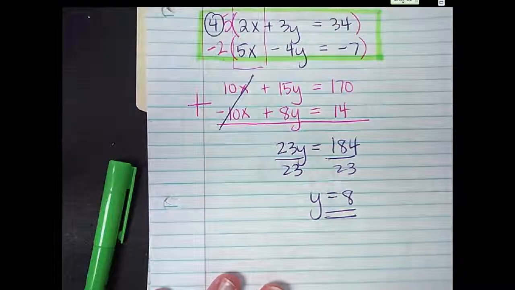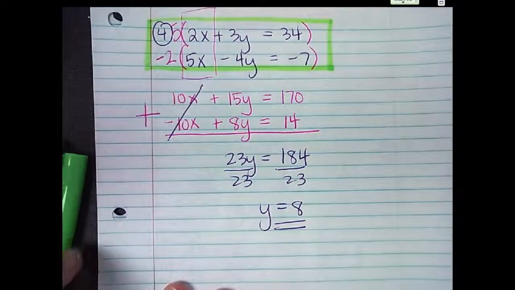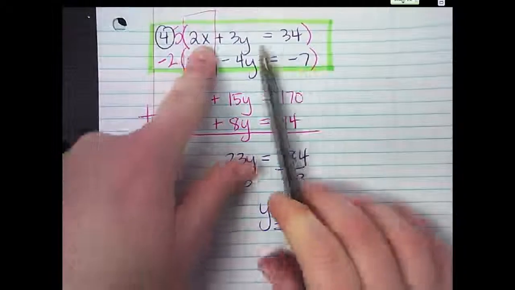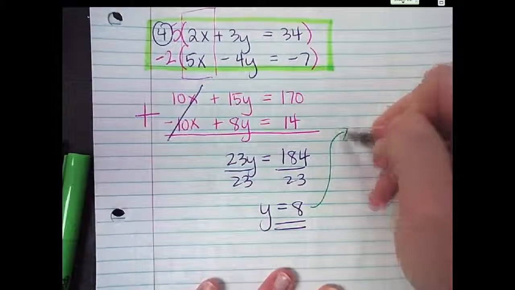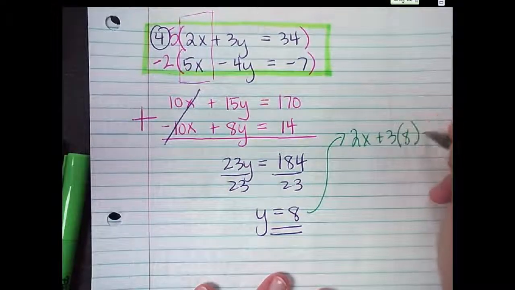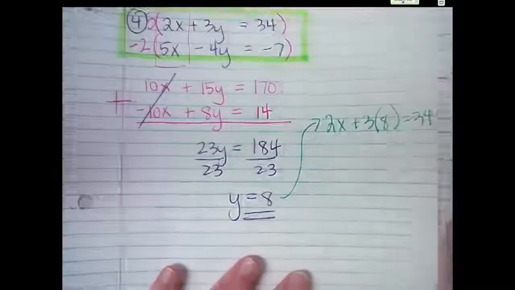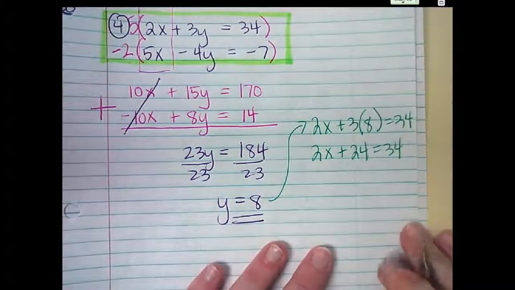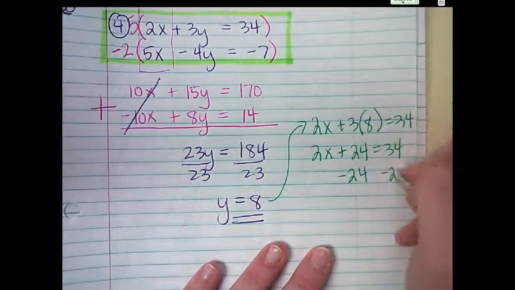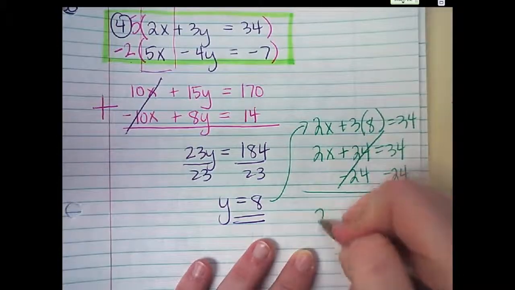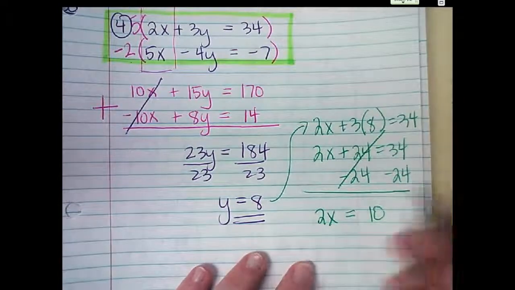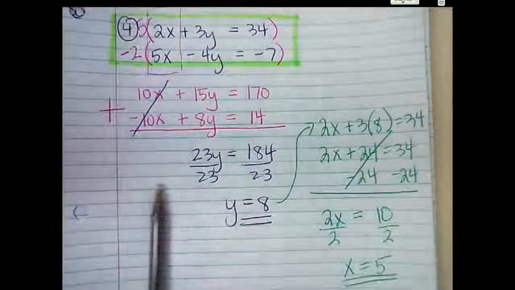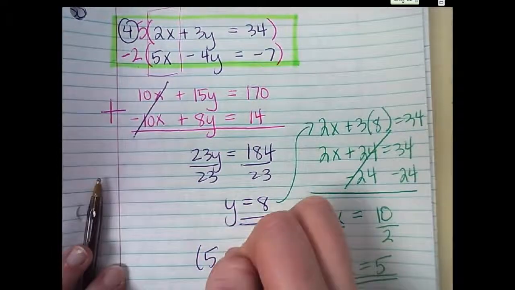Okay. So what do I do with that now? Go plug it back in. So again, you can go to one of these if you want to. I like to be safe and I go back up here to the originals. So I have 2x plus 3 times 8 equals 34. So what is that? 2x plus 24 equals 34. Subtract 24. So 2x equals 10. And x equals 5. So 5, 8. Yes.